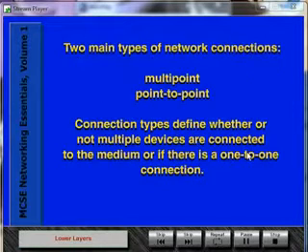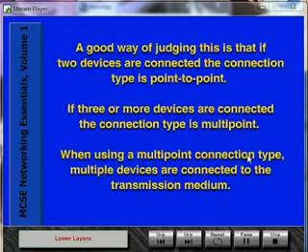Let's begin with connection types. Basically, there are two main types of network connections, multipoint and point-to-point. Connection types define whether or not multiple devices are connected to the medium or if there is a one-to-one connection. A good way of judging this is that if two devices are connected, the connection type is point-to-point. If three or more devices are connected, the connection type is multipoint.